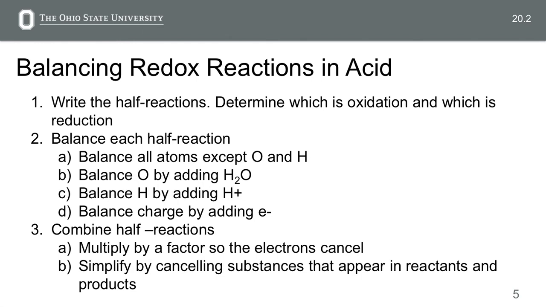After that, we're going to look at the charges, and then we're going to add electrons to one side of the equation to balance charge. Once we've done all of that, that's the hard part. Then we add our equations together. We may need to multiply by a factor so that our electrons cancel, and then we can simplify things.